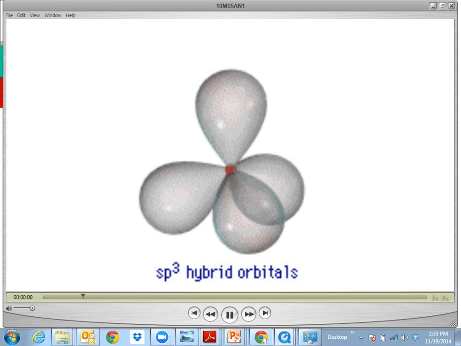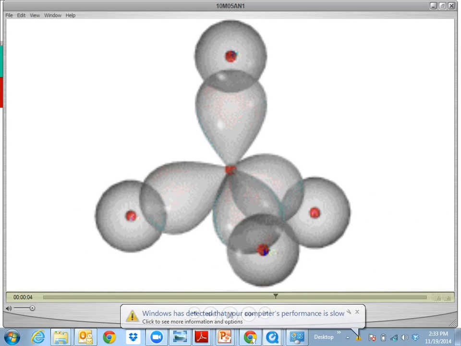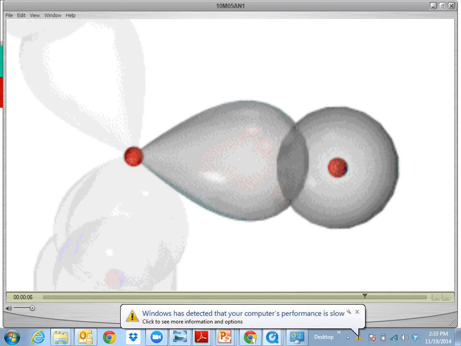A methane molecule forms when 4 hydrogen atoms form sigma bonds to the sp3 hybrid orbitals of the carbon atom.